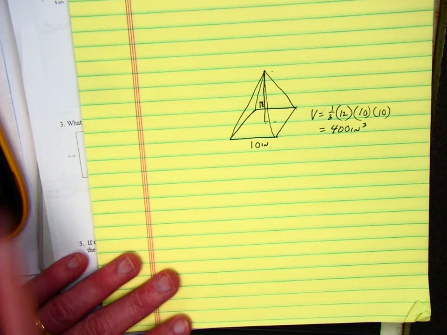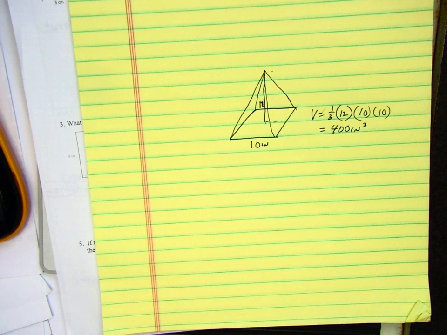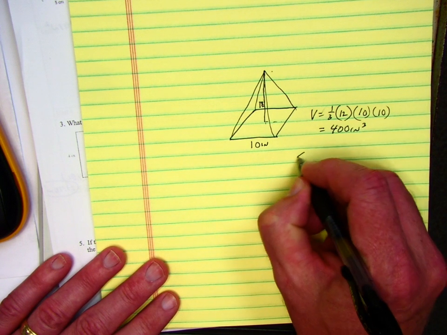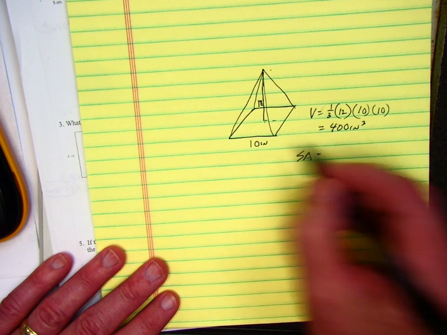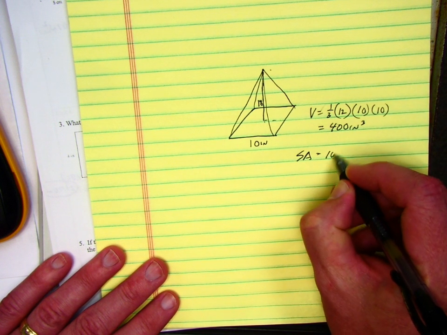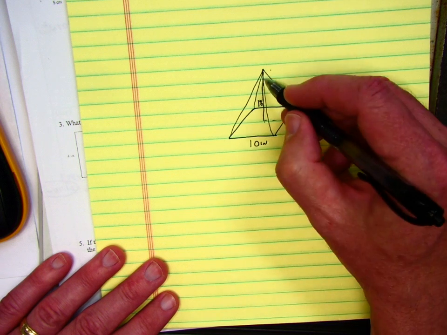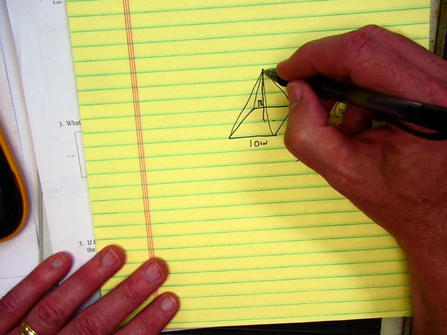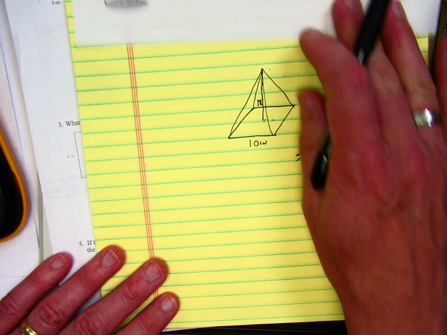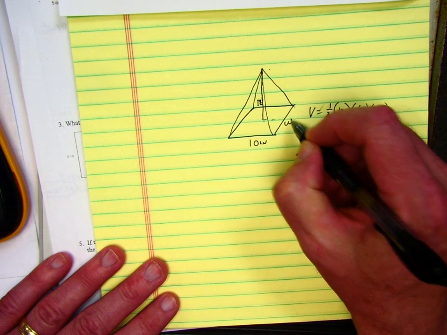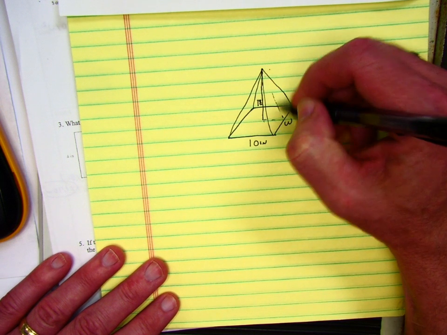Okay. Surface area gets a little bit trickier. Okay. So our surface area on this is I have my square on the bottom, which is 10 times 10. And then I have 4 rectangles. But I need to know this lateral height, okay? Because I know the width, which we call W, I need to determine this one.